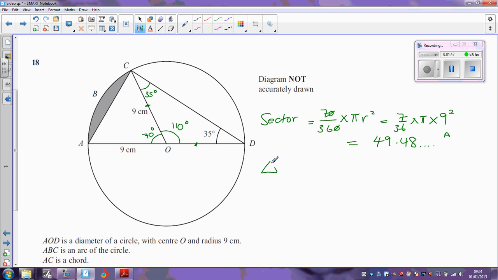Now I'm going to find the triangle area, and I'm going to use the formula half ab sine C. It's in your formula book at the front. In other words, I'm going to do half times 9 times another 9 times the sine of the angle in between those two sides, and again that's our 70 degrees. If I stick that into my calculator, it comes out as 38.057, and I'm going to store that in memory as B.